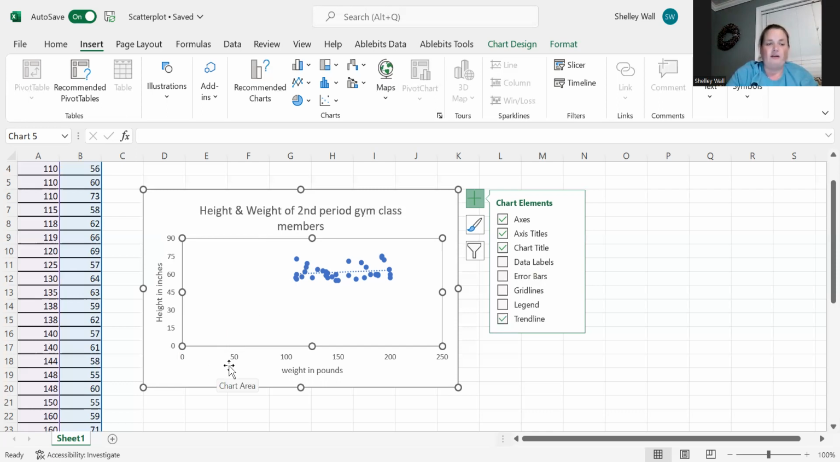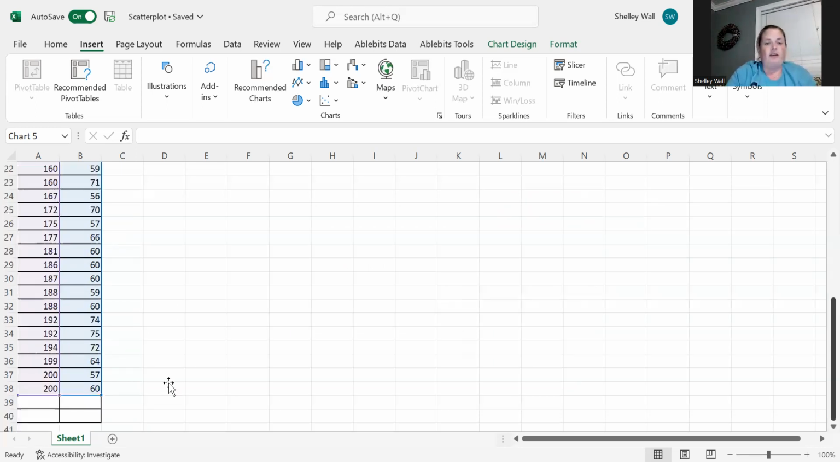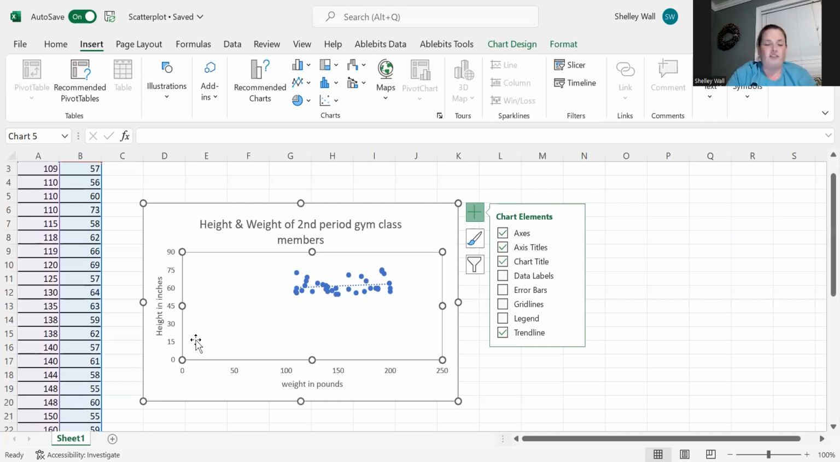And then as far as weight in pounds, if you look back at our table over here, you can see it varied anywhere from 109 pounds to 200 pounds. So again, without making it too busy or too hard to read, I decided that 50-pound increments would give us a good idea. Remember, the corner where your X and Y axes meet needs to be labeled 0.